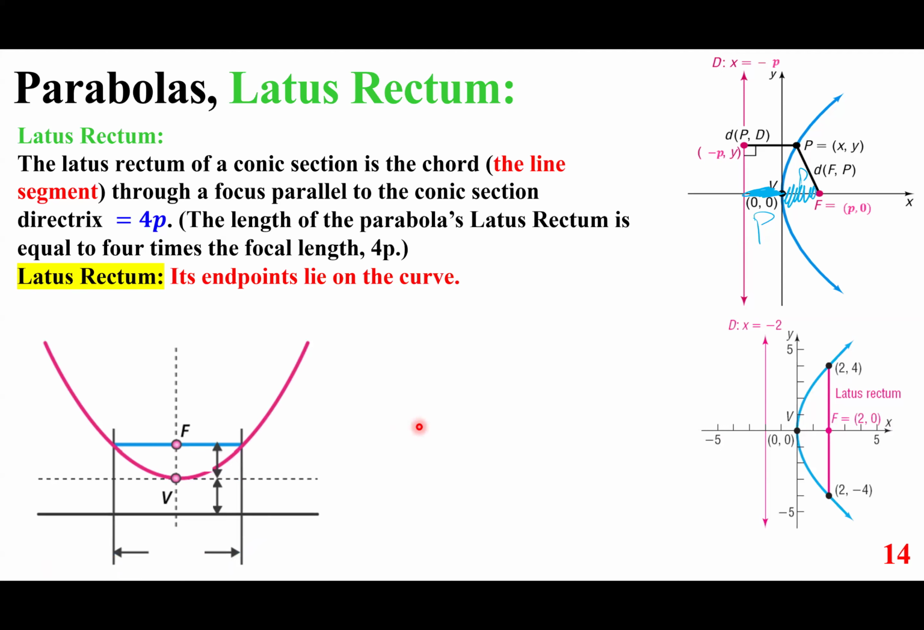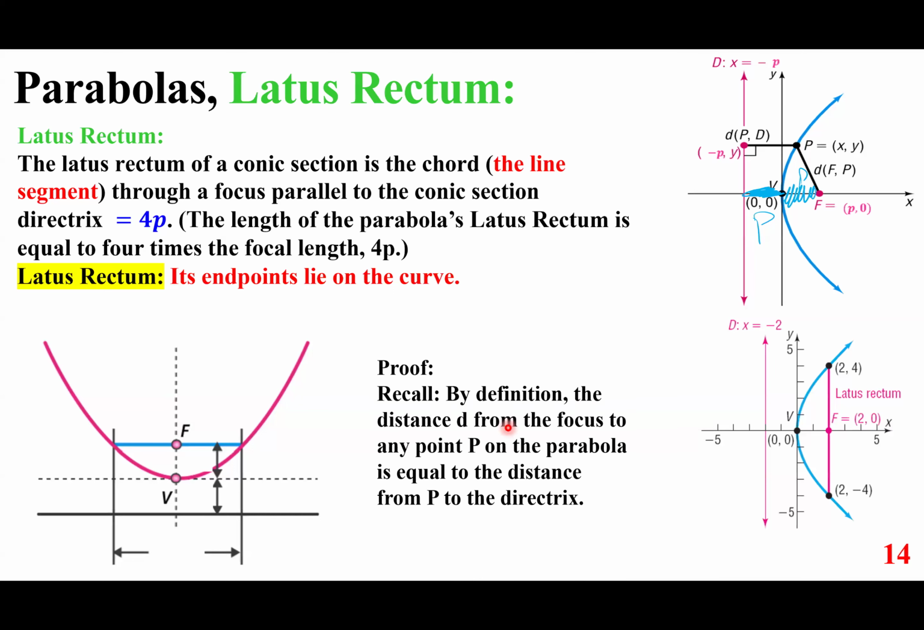Look at this parabola. Look at the focus. Look at the vertex, okay? And this distance, everybody, equal this distance, is equal to P. Focal distance, by definition, is this distance, which is the same as this. So what do we have? Recall, by definition, the distance D from the focus to any point P on the parabola is equal to the distance from P to the directrix.